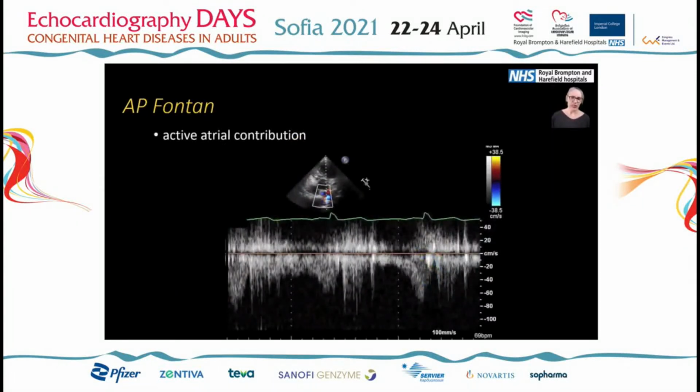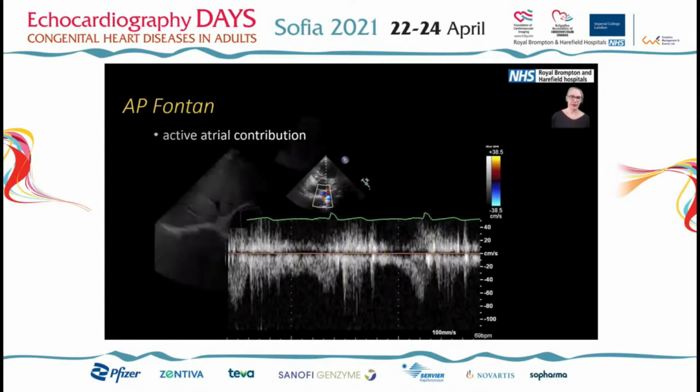and that will bring out the flow when you are specifically looking for it. So we can do the Doppler, and we can see in this patient she has very active atrial contribution with a real big atrial kick following the P wave.